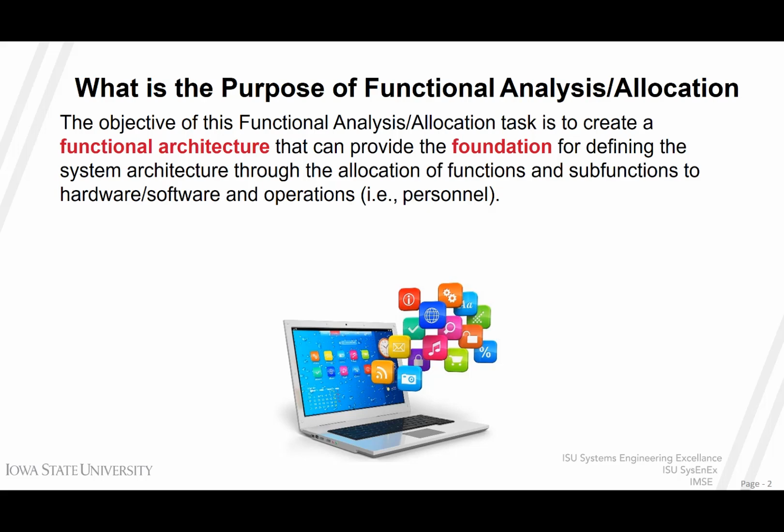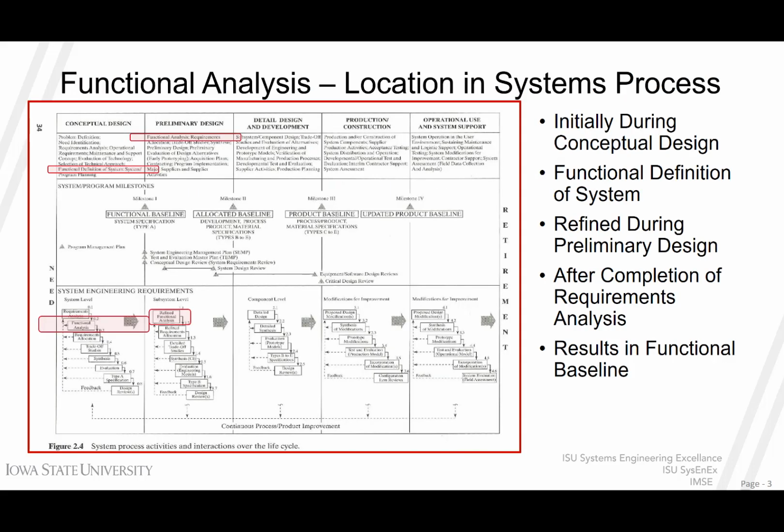The objective of this functional analysis and allocation task is to create a functional architecture that can provide the foundation for defining the system architecture through the allocation of functions and subfunctions to hardware, software, and operations, in this case operations being personnel. Referring back to Figure 2.4 from Blanchard and Fabrycky, functional analysis is an essential element of the early stages of the life cycle. It refers to the iterative process of translating system requirements into detailed design criteria. It also includes the identification of resources required for system operation and support.